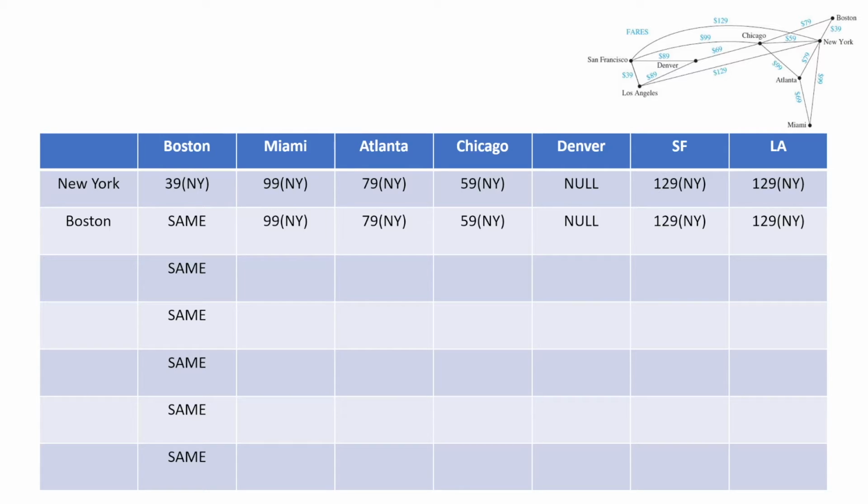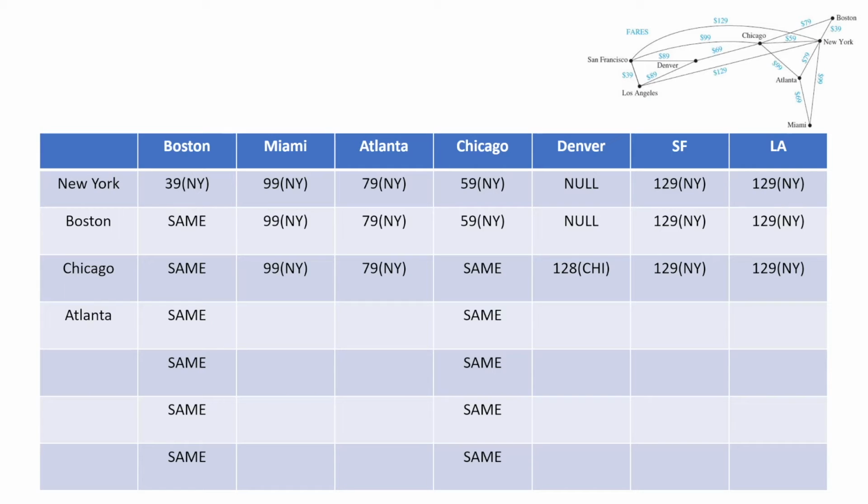So if we look at this, our next shortest distance is Chicago. We set the rest of the row values to same, which is $59. Miami, the closest distance is still 99 from New York. Same for Atlanta. Denver, we can now reach Denver, and if we add up 59 plus 69, that gives us 128. San Francisco, the cost is $129, and for LA it remains the same.